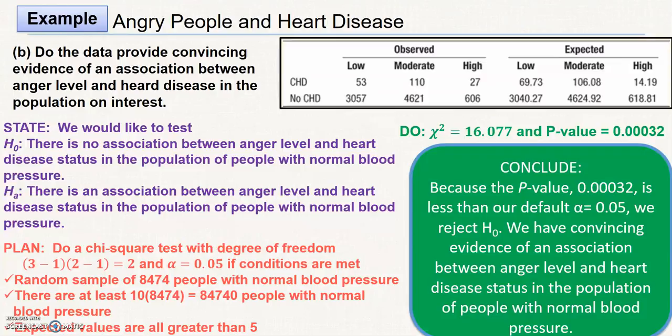So conclude. Because the p-value of 0.00032 is less than our default alpha of 0.05, we reject the null hypothesis. We have convincing evidence of an association between the anger level and heart disease status in the population of people with normal blood pressure.